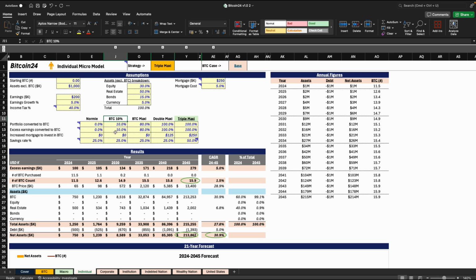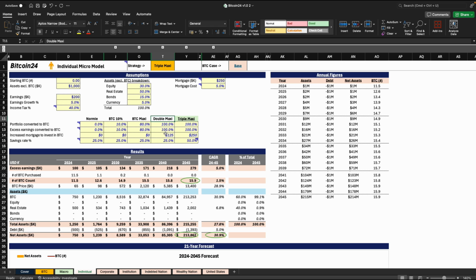Now, what about the Bitcoin 10%? This guy heard about Bitcoin and he just wants to hop on the train. He's not a Bitcoin maxi, he's not a Bitcoiner. He just wants some kind of allocation, which is 10%. His excess earnings are converted by 10%, and it's a steady saving rate of 25%. The Bitcoin maxi has a way bigger portfolio allocation at 80%. His excess earning is converted at 80%, and his saving rate is 25%.